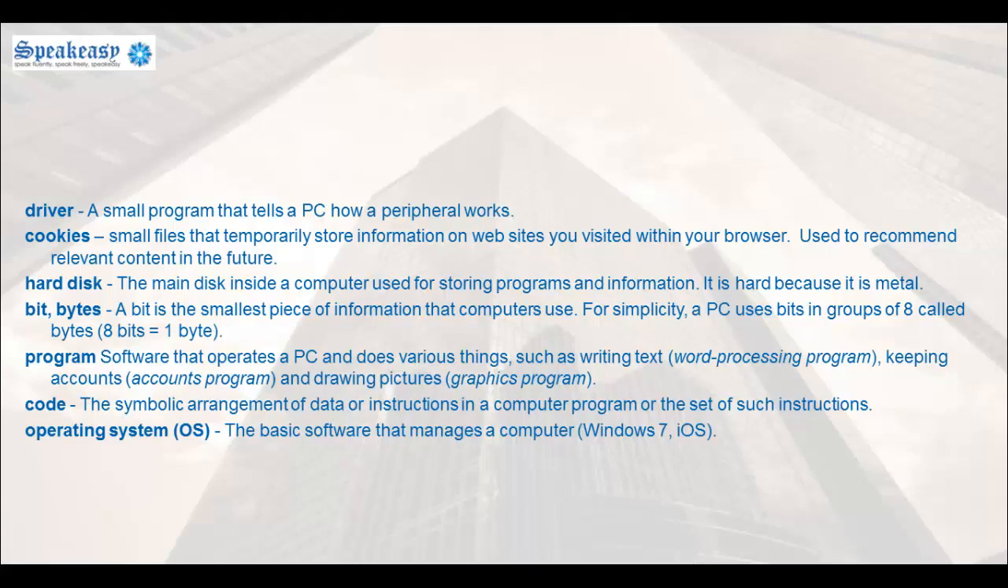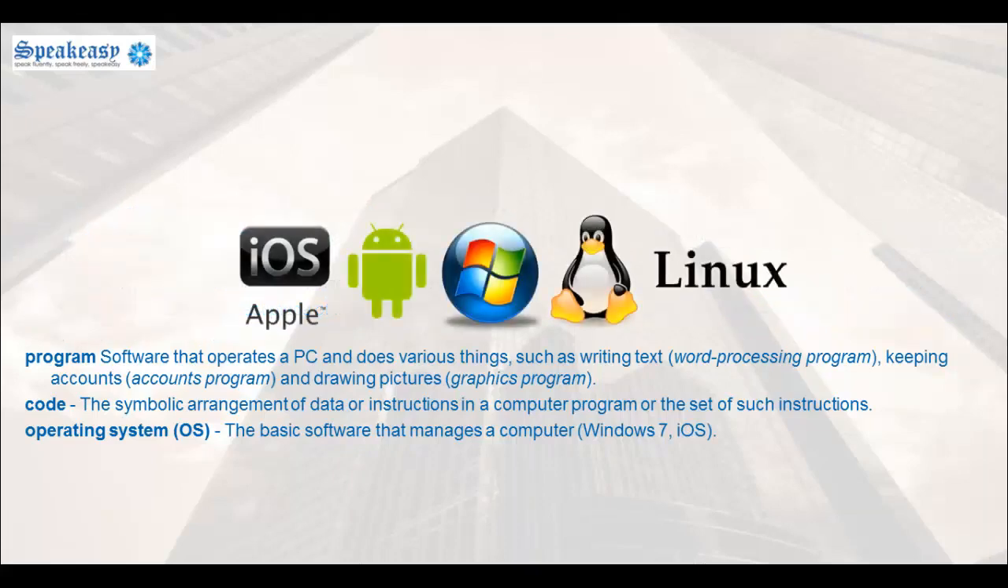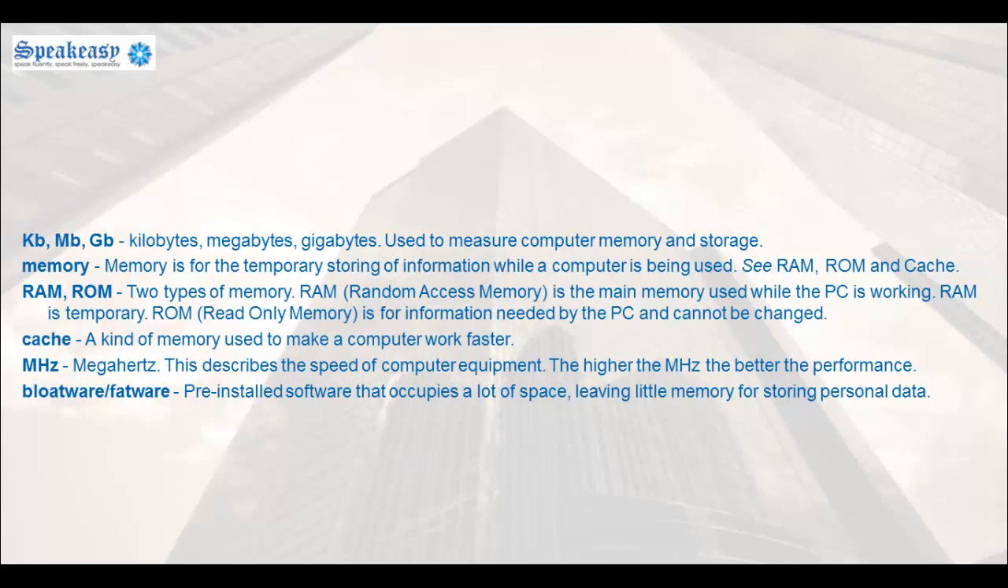Code. The symbolic arrangement of data or instructions in a computer program, or the set of such instructions. Operating system. The basic software that manages a computer, for example Windows 7 or iOS. KB, MB, and GB are abbreviations for kilobytes, megabytes, and gigabytes, used to measure computer memory and storage. Memory is used for storing information while a computer is being used.